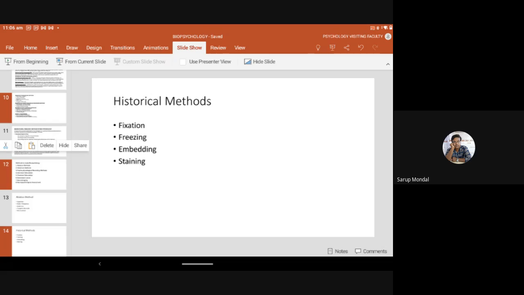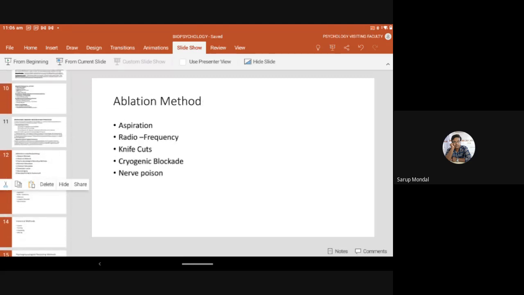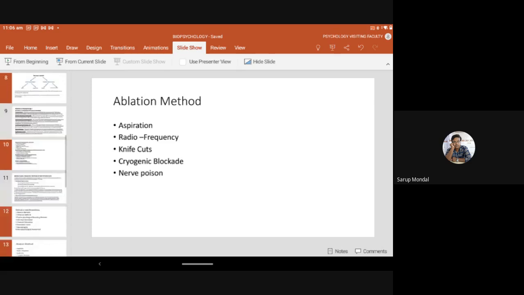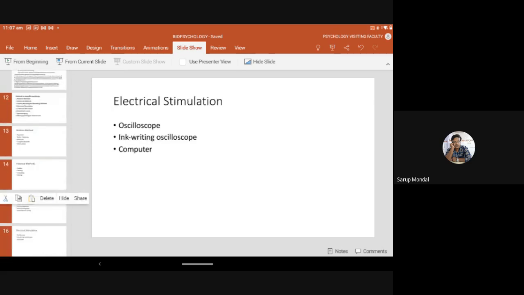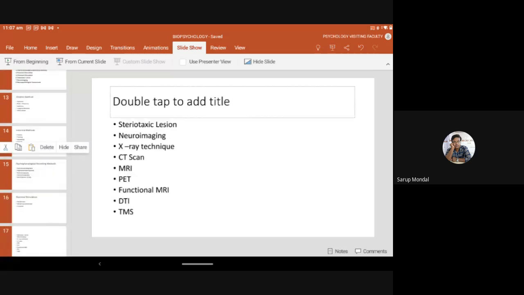So these methods are frequently used to see this type of problem in the brain, or if there is any difficulty. Then I told you about the ablation method. Then electrical stimulation, that is the oscilloscope, the ink writing oscilloscope, and computer. And then the next slide is about stereotaxic lesions. There are some fixed lesions. Then the X-ray technique.